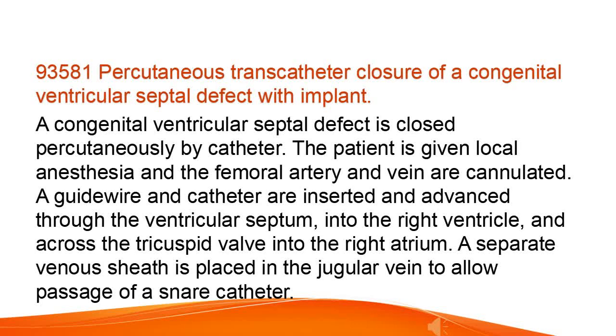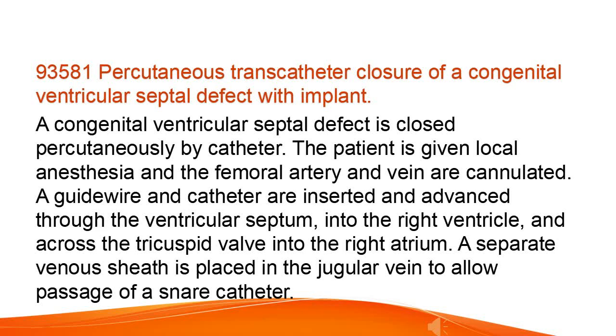Percutaneous transcatheter closure of a congenital ventricular septal defect with implant. A congenital ventricular septal defect is closed percutaneously by catheter. The patient is given local anesthesia and the femoral artery and vein are cannulated. A guide wire and catheter are inserted and advanced through the ventricular septum, into the right ventricle, and across the tricuspid valve into the right atrium.